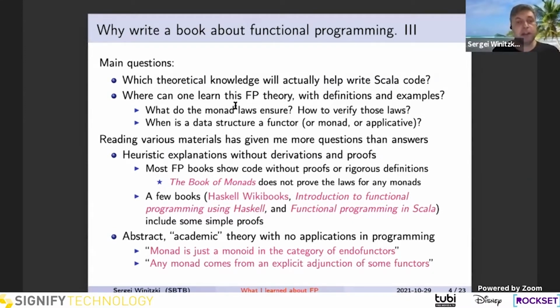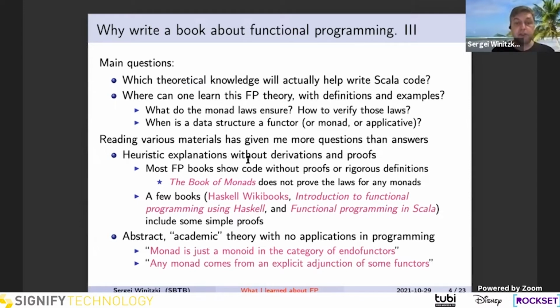So the questions that I had, for instance, I started learning this. Well, what do the monad laws ensure? Why are they imposed? How do I verify that those laws hold? When is a data structure a functor, a monad, or applicative? So there is this talk about functor, monad, and applicative, but it doesn't answer those questions. I kept reading, and those materials gave me more questions than answers.